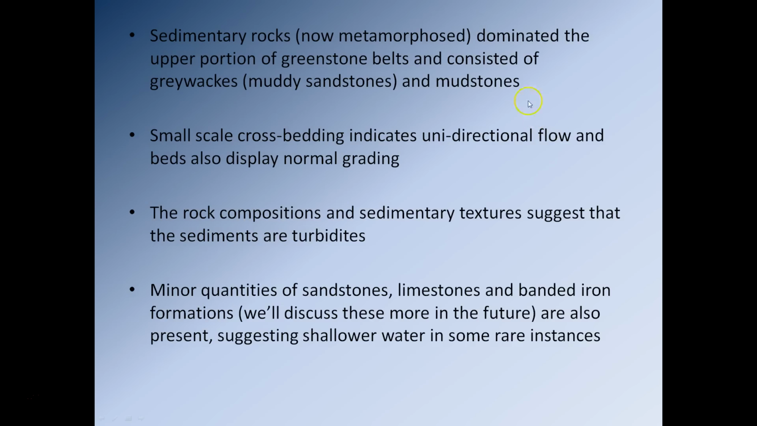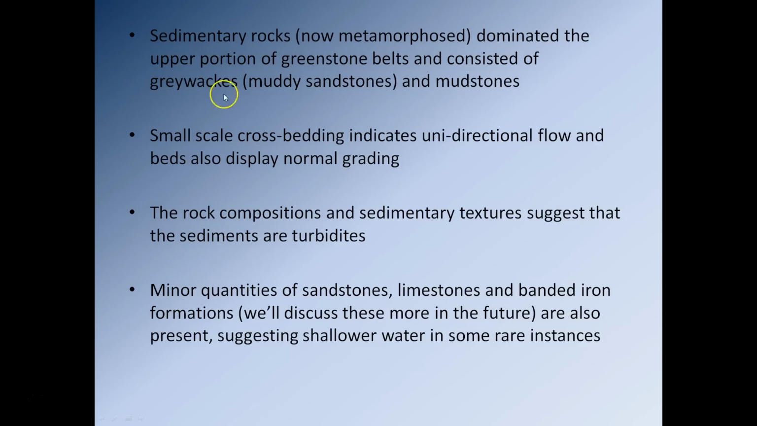So the upper portion of the greenstone sequence of the greenstone belt is made up of metamorphosed sedimentary rocks, or possibly metamorphosed pyroclastic rocks. So the sedimentary rocks that we can see are dominated by essentially greywackes, so muddy sandstones and mudstones. And within these rocks, where we have portions of them that are less metamorphosed, so we can start to see the original structures, we can see very, very small scale cross bedding, which indicates that whatever was depositing these sediments was just moving in one direction.